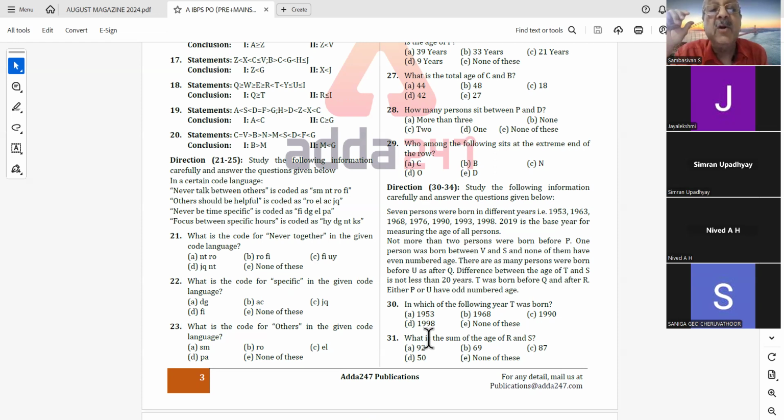Study the following information carefully and answer the questions given below. In a certain code language, never talk between others is coded as S M N T R O F I. Others should be helpful is coded as R O E L A C J Q. Never be time specific is coded as F I D G E L E A. Focus between specific hours is coded as H Y D G N T K S. Now, this is what it is. Please work out and then we will see. You take about 2 to 3 minutes.